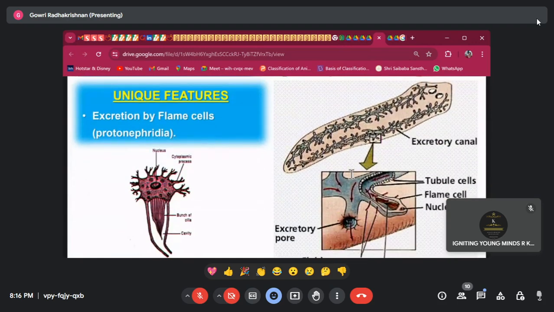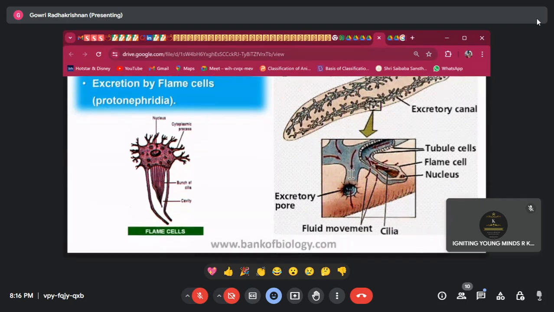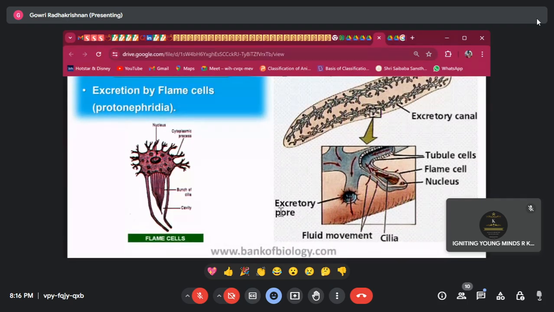Then unique feature is excretion by flame cells, the protonephridia. This is the excretory pore. Excretory canal is there, and then tubule cells, flame cells here. It excretes through the flame cell.